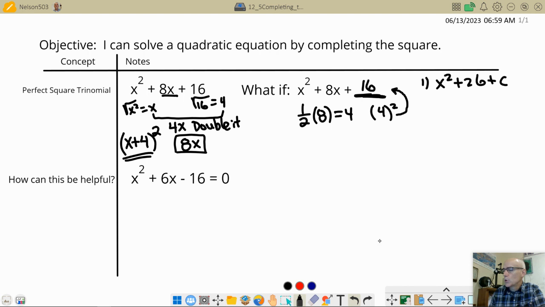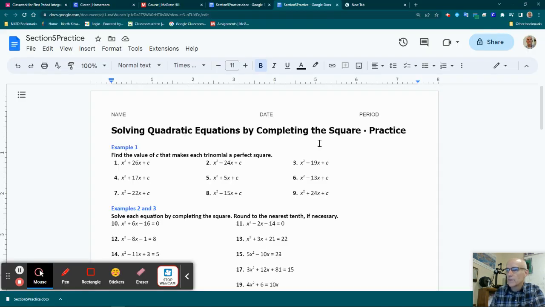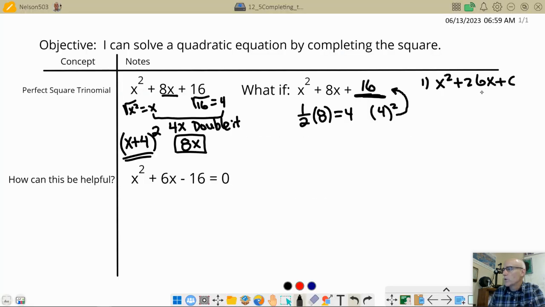And oh shoot, I forgot my x in there. Let me put my x in there. So 26x plus c. And then I want to make sure I've copied it down correctly. Yes, perfect.